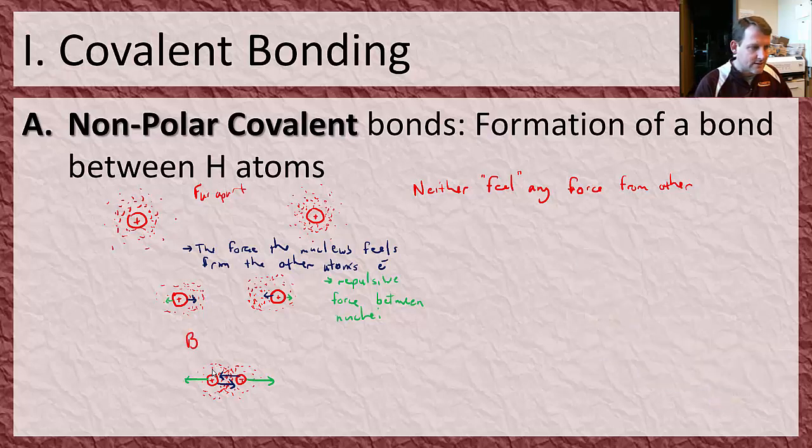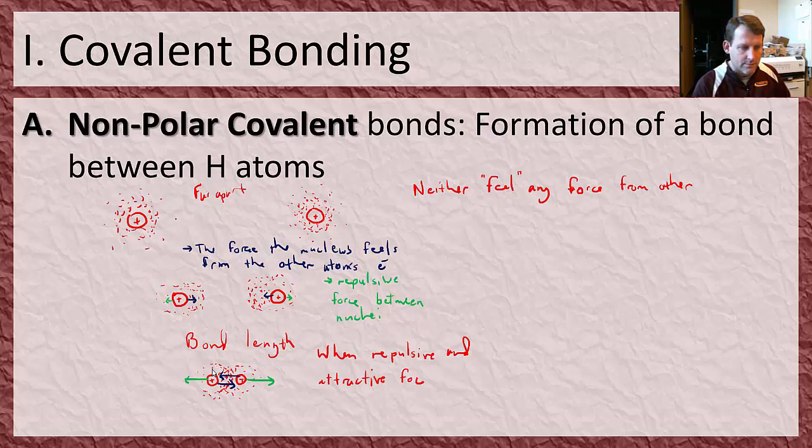So this is at bond length. And that happens when repulsive and attractive forces are equal. You get this stable situation where you have an outward repelling of the protons against each other equal to the inward pull of the protons on the electron cloud.